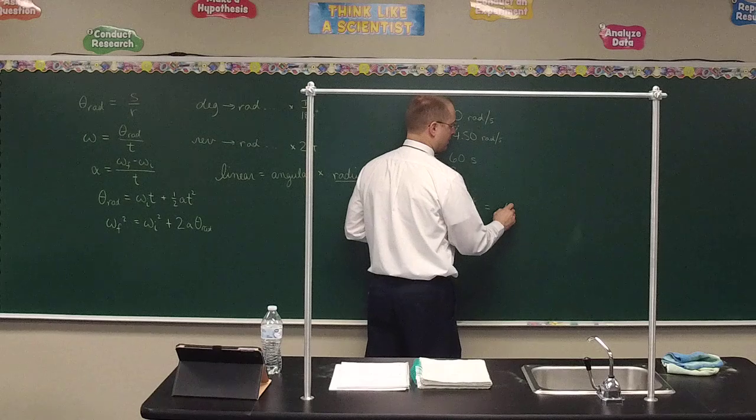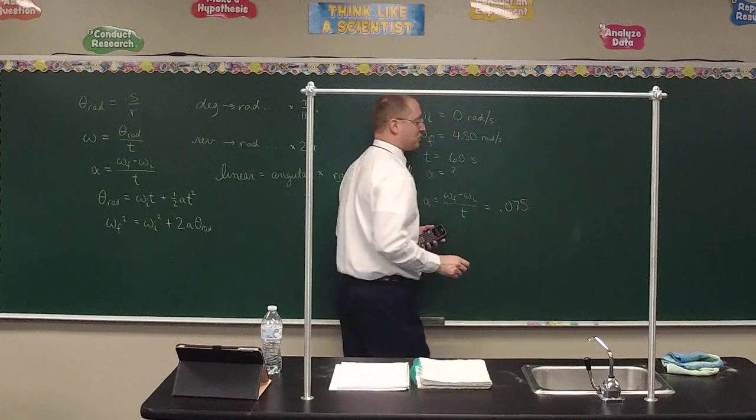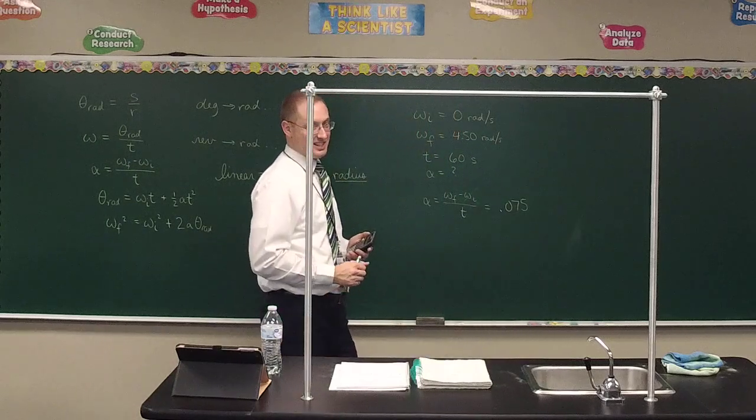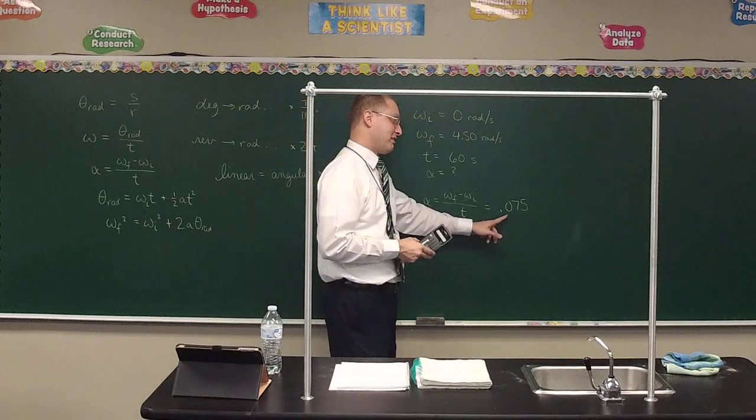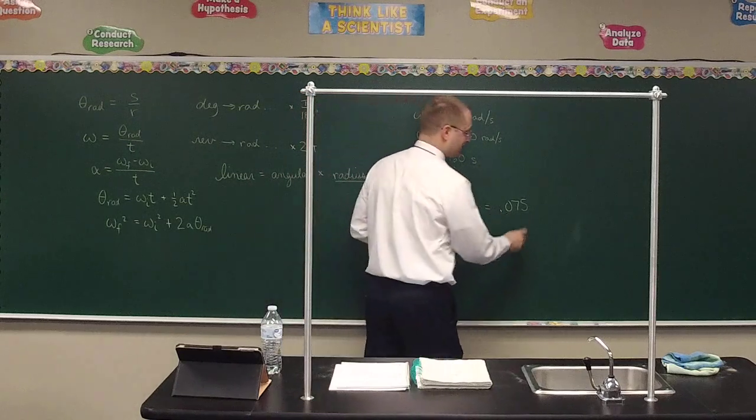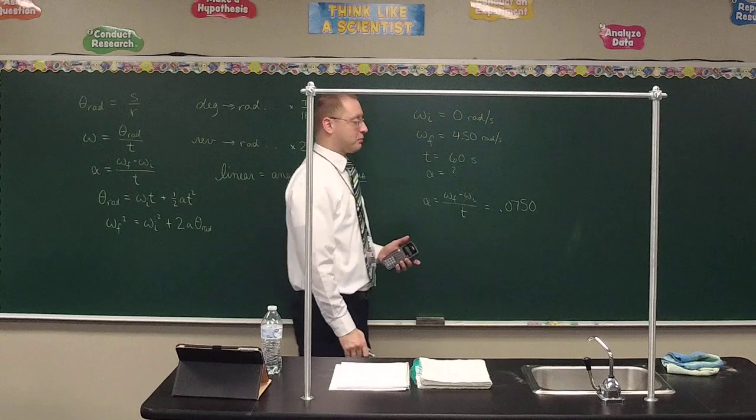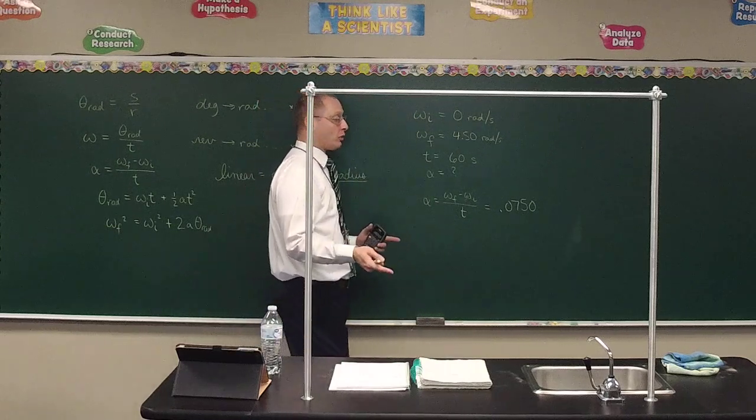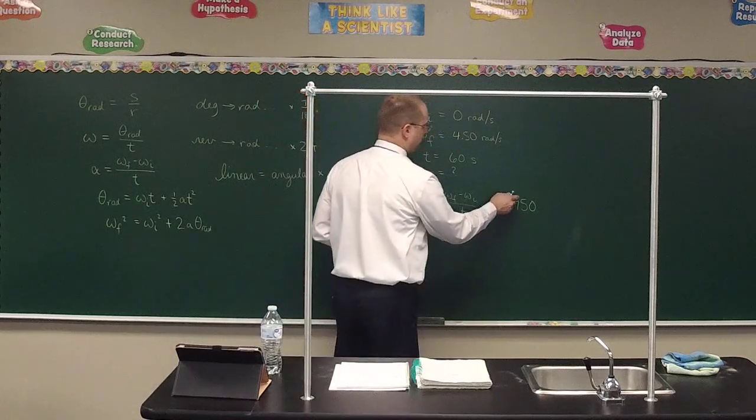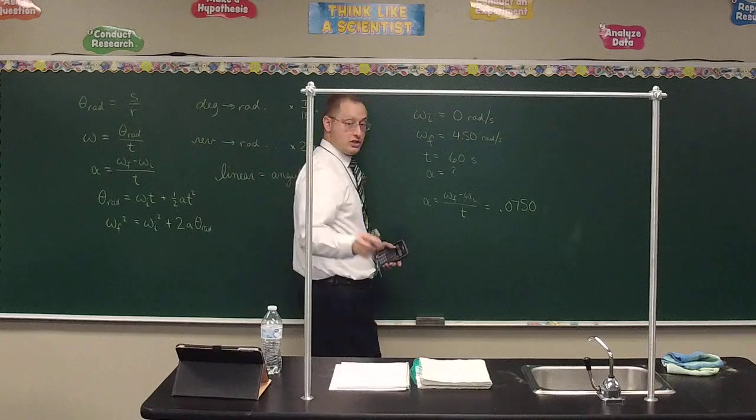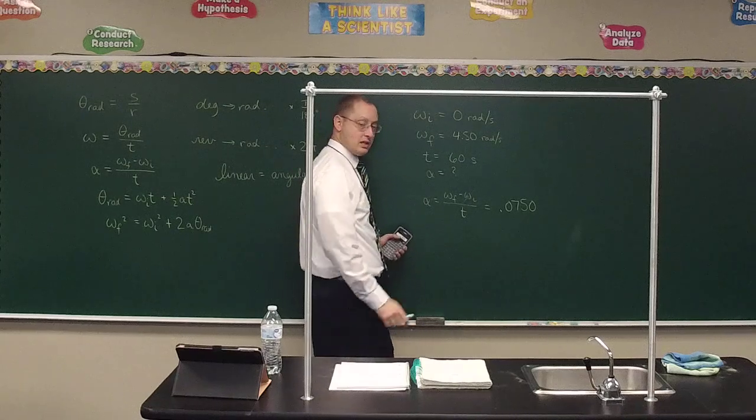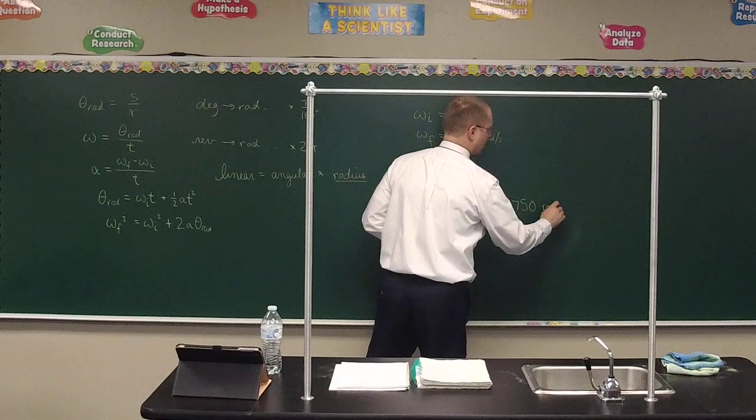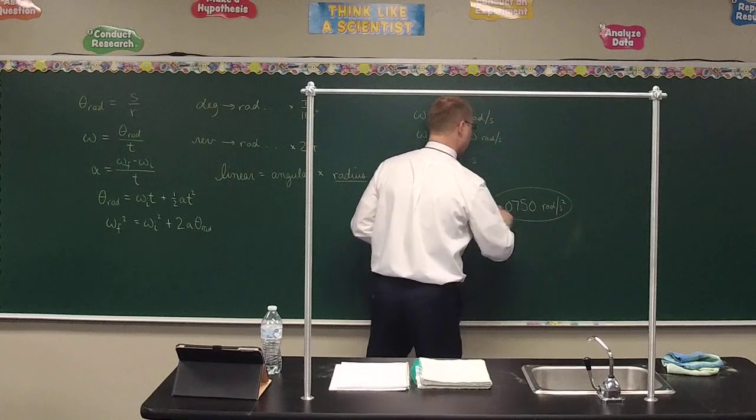I had 0.075. That's what my calculator has too, but technically, how many sig figs is that? 2, because remember, this 0 is not significant. Slap an extra 0 on the end: 0.0750, or 7.50 e negative 2, though this is probably easier to write. And angular acceleration is measured in radians per second squared. There's our answer.